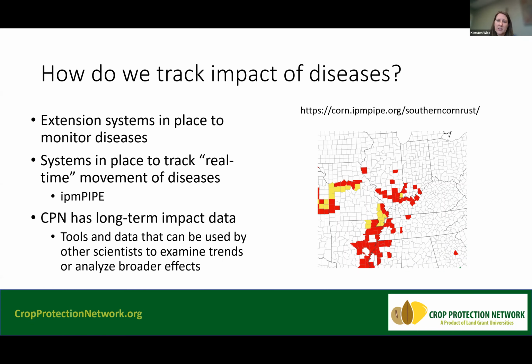But one of the things that we like to do at the Crop Protection Network is really look at how we can use some of those data, and also the impact data in terms of yield loss, to look at the long-term impact. And when we're using all these data sets and these tools, these are going to be available to other scientists to examine trends or analyze broader effects of things on disease impact. So it really fits in well in the climate setting, because this is sort of a way that we can look at how changing climate impacts how diseases move, how they spread, and how they cause yield loss. And so some of the tools that we have available can help with a lot of that.